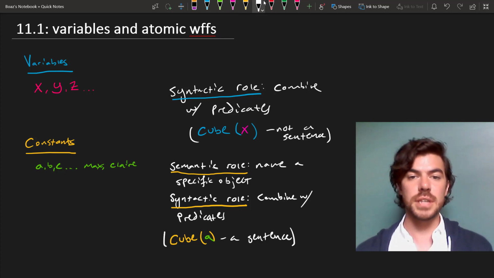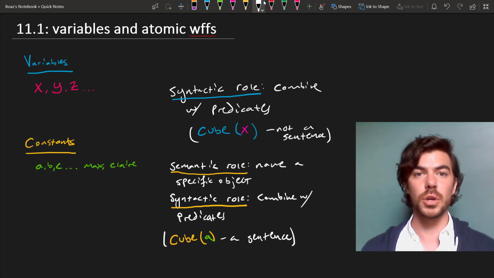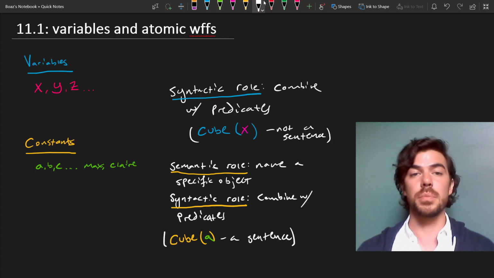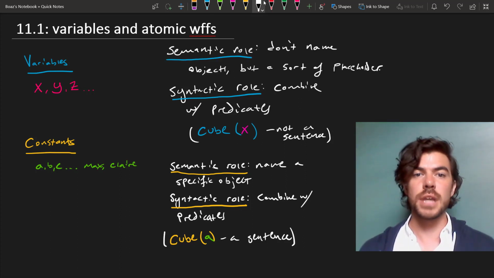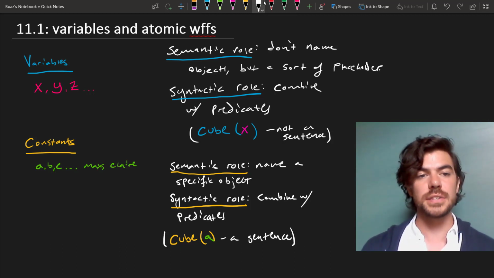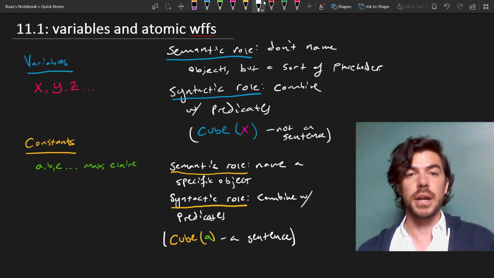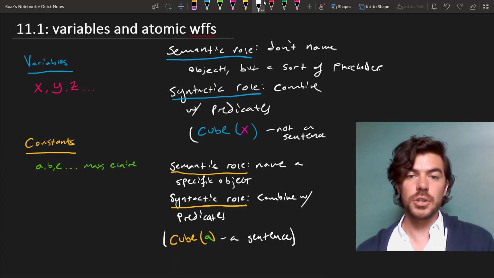Still, they have a very similar syntactic role in the sense that anywhere a constant can go, a variable can go too. And this also applies to things like functions, although we aren't looking at these in the course. So they don't name objects, but they're a sort of placeholder. What a variable does is hold a place so that it can be bound by a quantificational term like all or some. And we're going to see these in the next video. But on their own, like cube x here, they don't form a sentence but a formula.